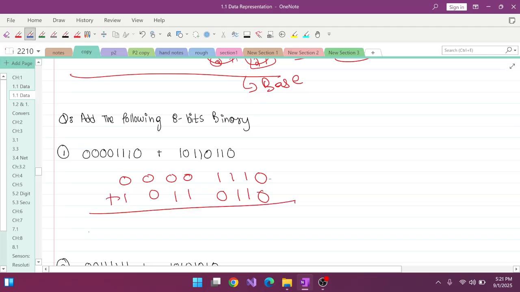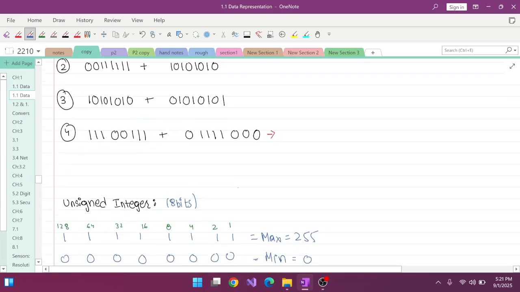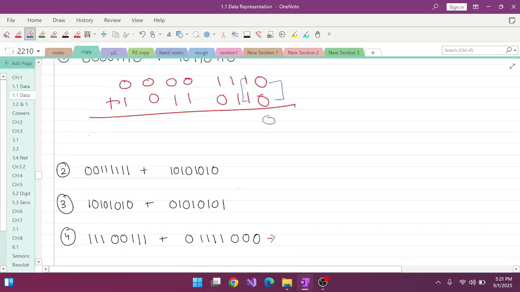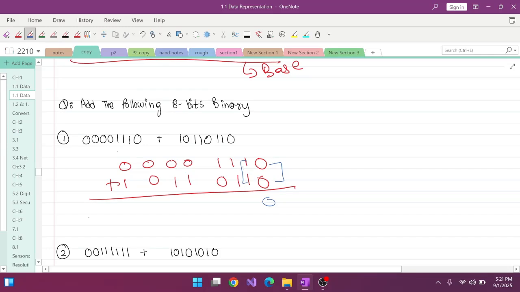So 0 and 0 is 0, and when there are two 1s, what is the concept? When there are two 1s, the answer will be 1 and 0. So that 1 will be carry and that 0 will just be sum. 1 carry, 0 is sum. So it will be like 1 here and 0 there.